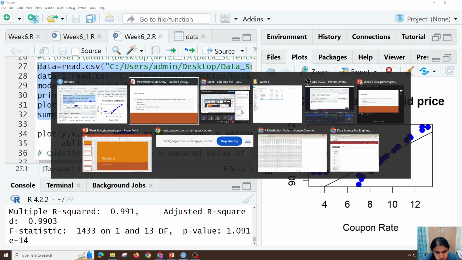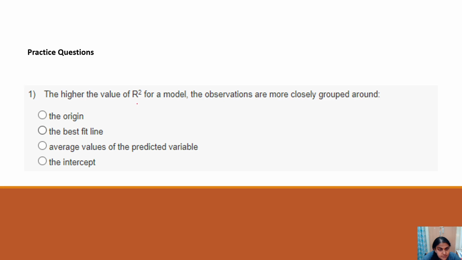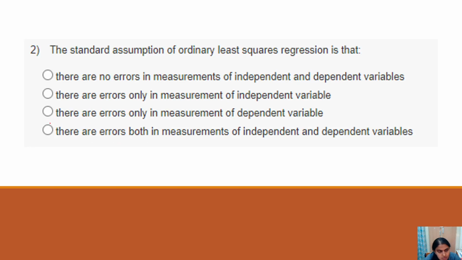So from this also you can say, the higher the value of R square for the model, the observations are closely grouped around the line, you can answer that. Okay, I've got the answer B. So that's right. Yes, I think everyone's agreeing with that.